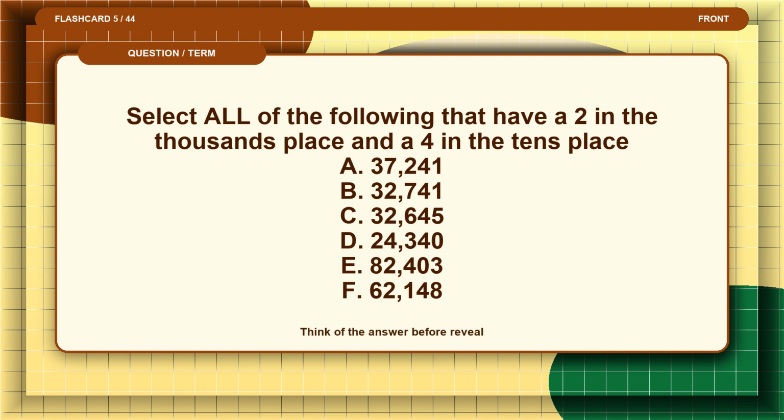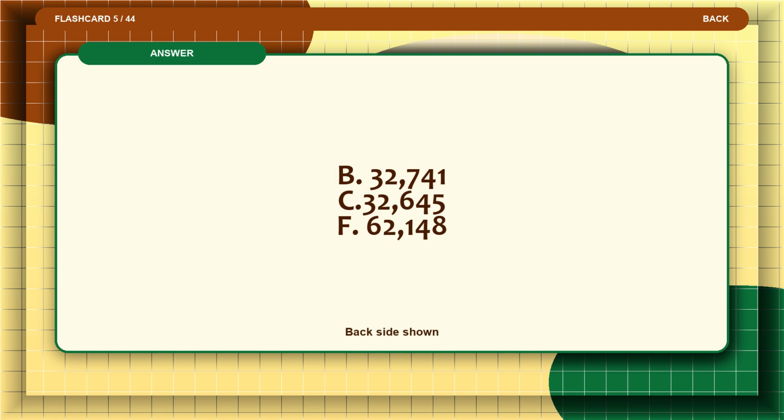Flashcard 5. Select all of the following that have a 2 in the thousands place and a 4 in the tens place. Think of the answer before the reveal. The answer is B.